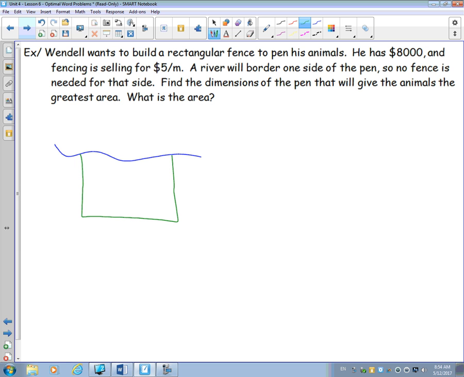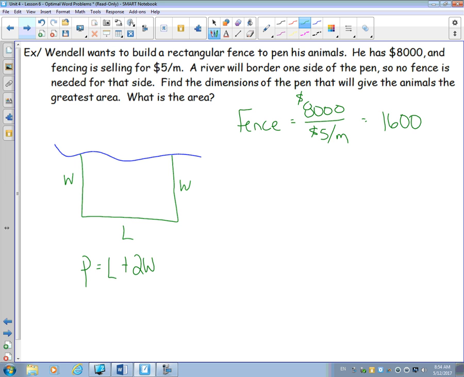So it seems like it's kind of a standard question. I got my length, I got my width, I got my width. So my perimeter this time is made up of one length and two widths. But I wasn't told specifically how much fencing I have. But I could figure it out. I know I've got $8,000, and I know that it's $5 per meter. So if I divide 8,000 by 5, I end up with 1,600 meters of fence. There's my perimeter. And I can rearrange this equation so I get one letter by itself, because I know that's a handy thing to do.